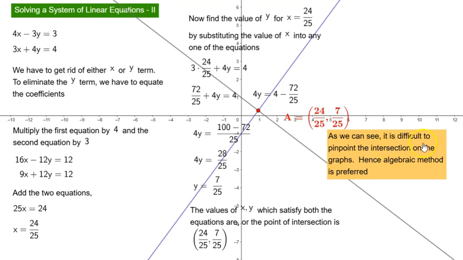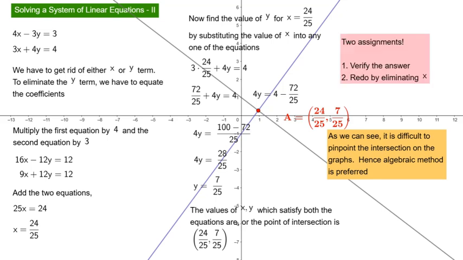As we can see, it is difficult to pinpoint the intersection on the graphs because it is not 1, it is just a little bit less than 1. It is closer to 0 than to 1. So we can't exactly pinpoint where this intersection occurs, whereas algebraically, it is pretty straightforward. So hence the algebraic method is preferred.